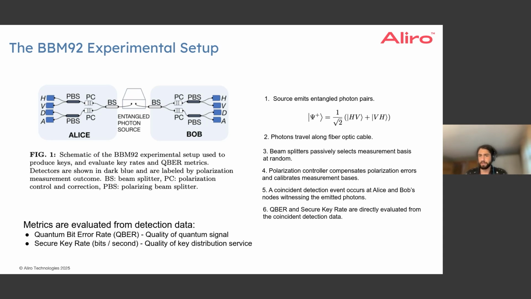Now, the two key metrics here, of course, are the quantum bit error rate, which measures the quality of the quantum signal, and then there's the secure key rate, which measures the quality of the key distribution service. Now, these are the standard metrics. They're agnostic of hardware and apply to all key distribution systems that you can run. And the main idea here is you want a quantum bit error rate to be close to 0 because you don't want any errors, and you want your secure key rate to be as high as possible so that you can create lots of keys and use this as a service in a practical manner.